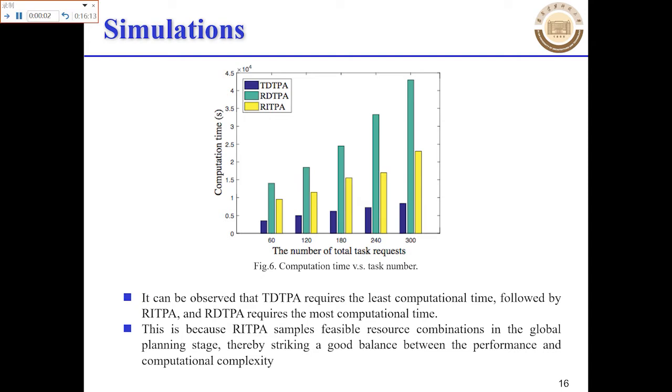Figure 6 compares the computational time of the three algorithms with varying task requests. It can be observed that the TD-TPA requires the least computational time, followed by RITPA, and RDTPA requires the most computational time. This is because RITPA proposed in this work simplifies the feasible resource combinations in the global planning stage, thereby striking a good balance between the performance and the computational capacity.